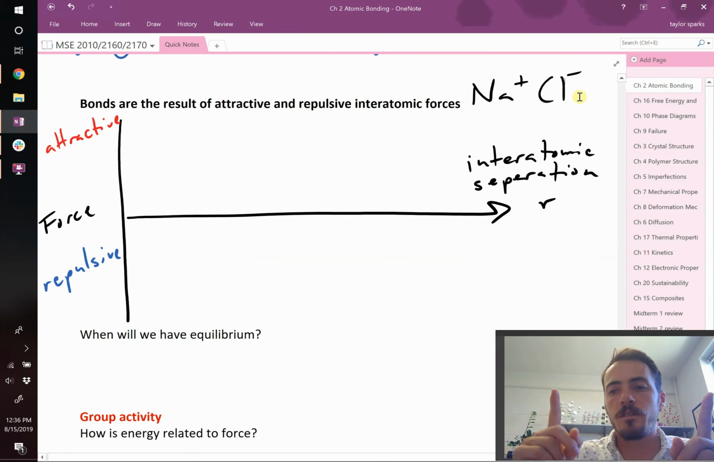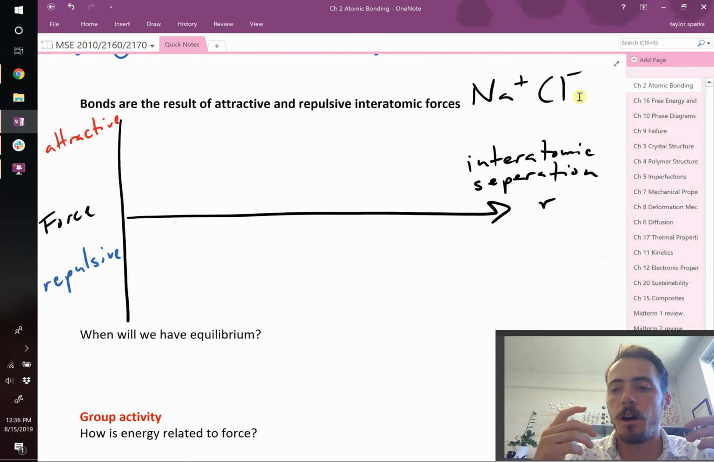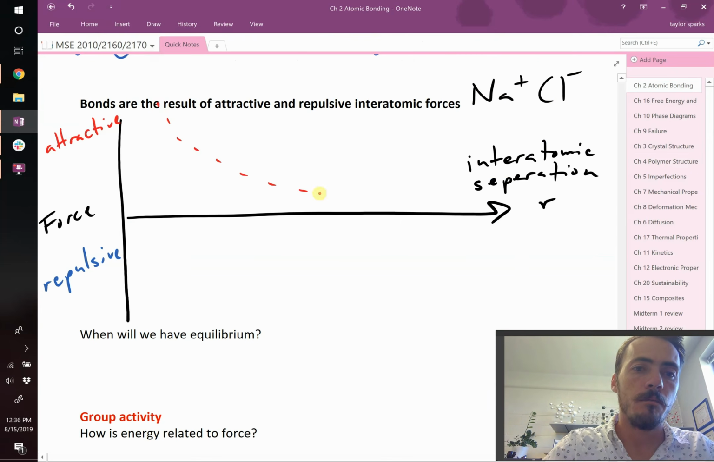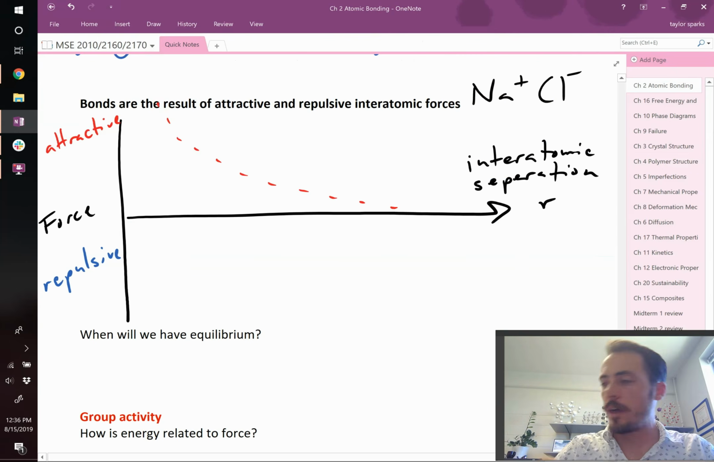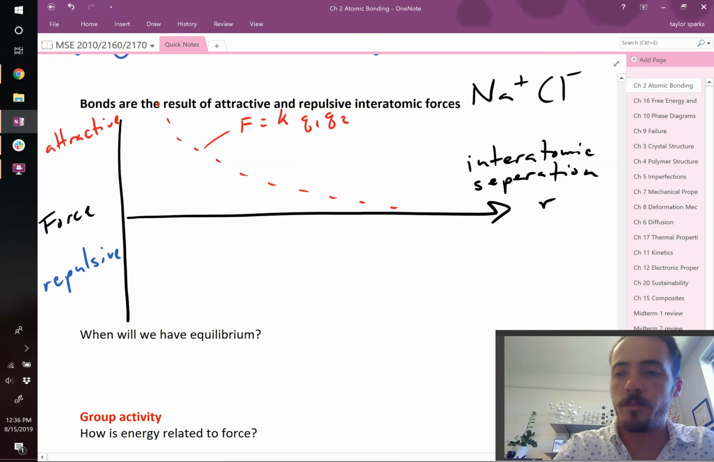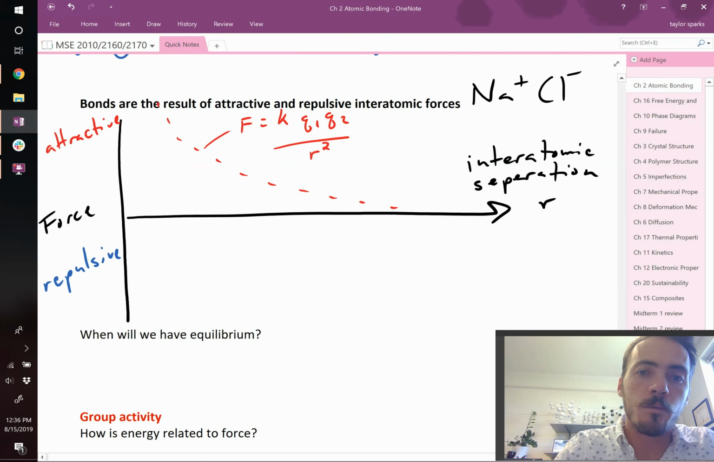As these things get close together, what do we know about positive and negative? They attract, right? Opposites attract here. And how do they attract? If you've taken physics, you would have known that the attraction looks something like 1 over R. And we know that because the force of attraction equals K times Q1, the charge of the first atom, times Q2, the charge of your second atom, all divided by R squared. Hopefully you would have seen that at some point.